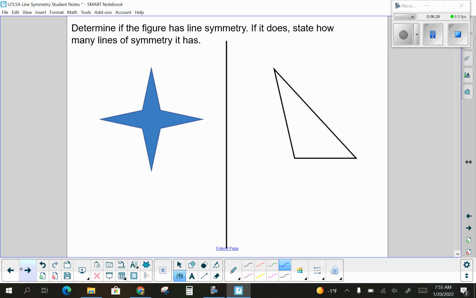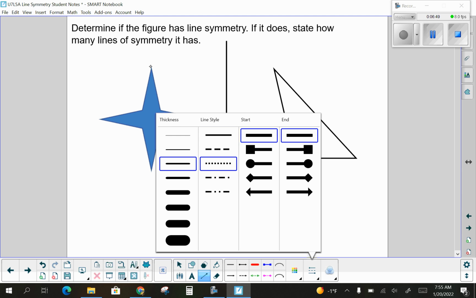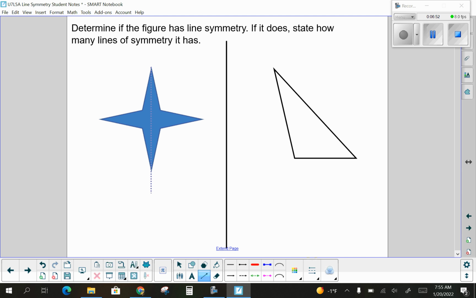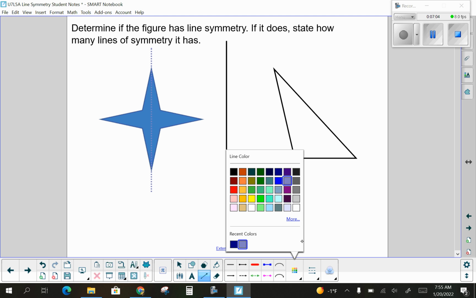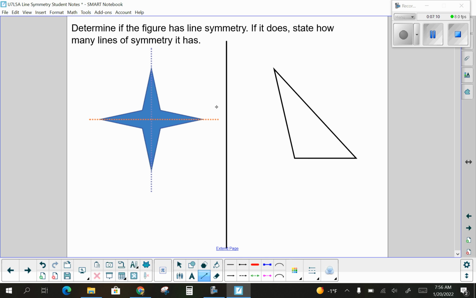Determine if the figures have a line of symmetry. If so, state how many. Again, we're going to have to play. Now the star, I see several. Let's get my little lines out again and find some colors. I see 1 that goes down the middle like that. Do you see that one? There's 1. Let's see if we can find another one. How about going the other way? 2.